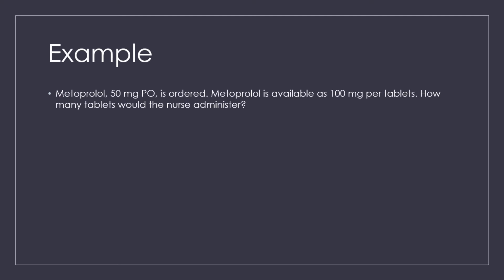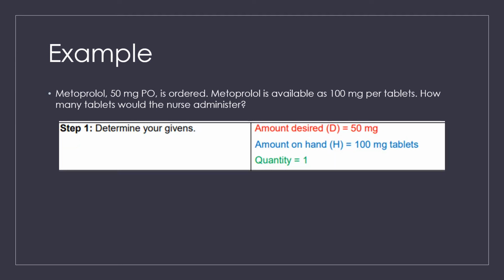Example: metoprolol 50 mg is ordered. Metoprolol is available as 100 mg per tablet. How many tablets would the nurse administer? First, we determine that the amount desired is 50 mg and the amount on hand is 100 mg and the quantity is 1.